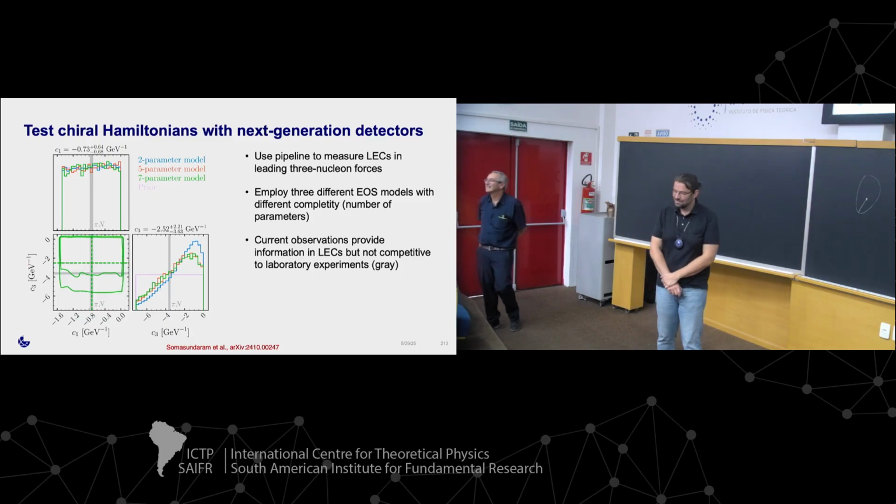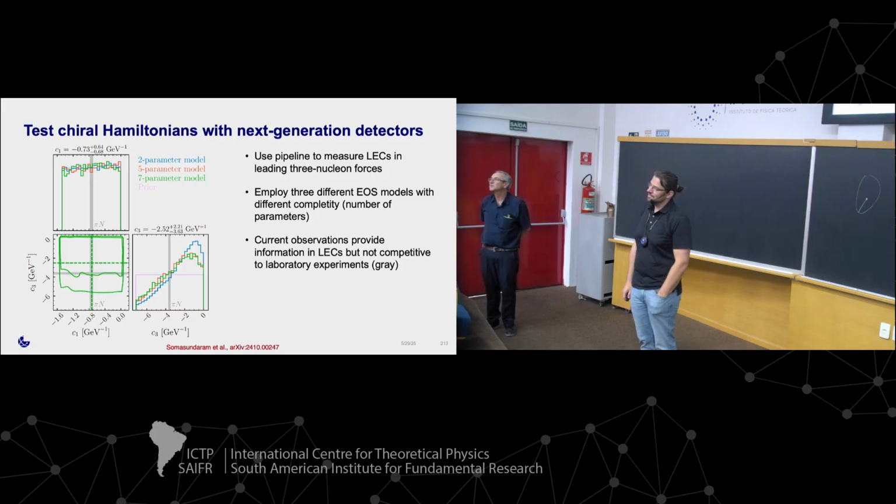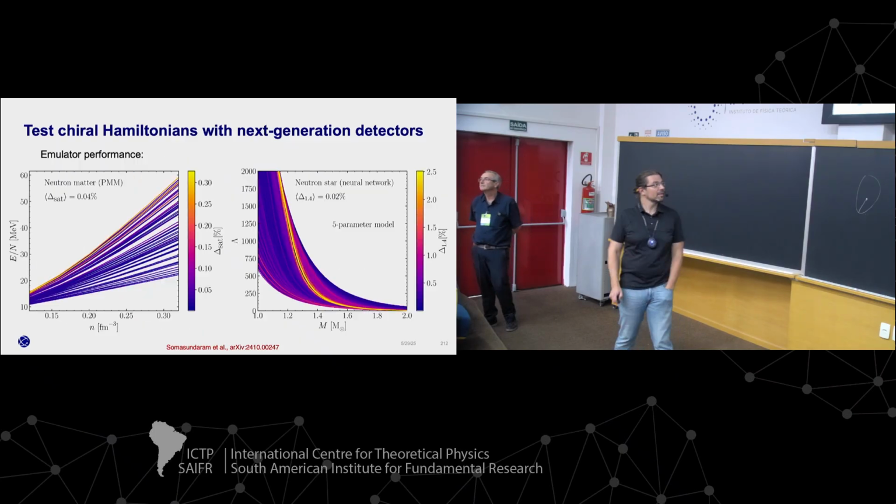Your model is restricted to nucleons, right? That's right. But we know that neutron stars may have different particles, right? Yes. So how does that affect your model?